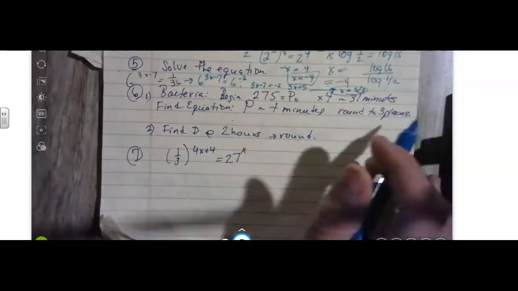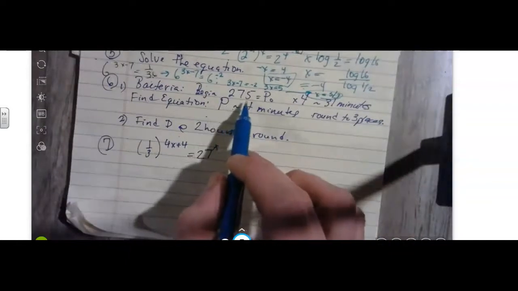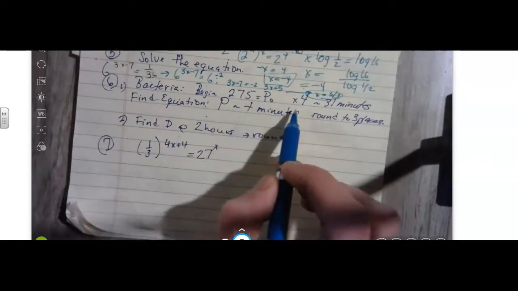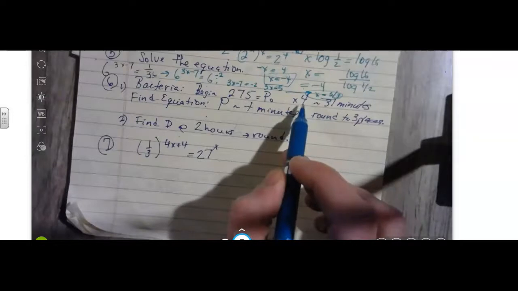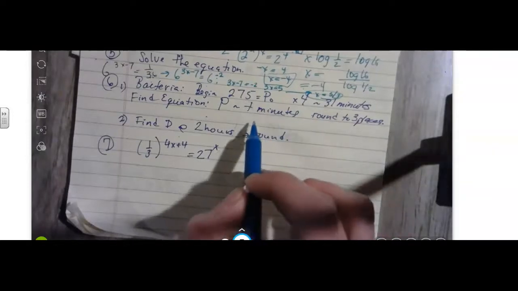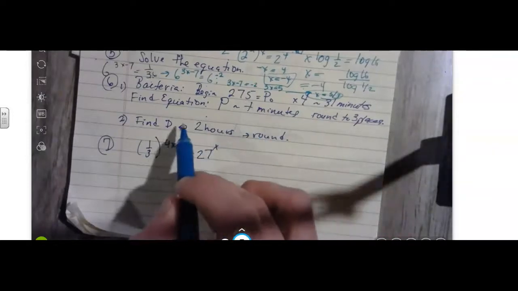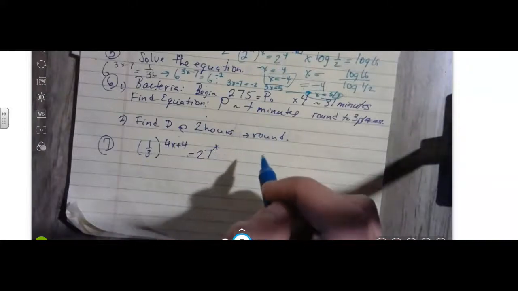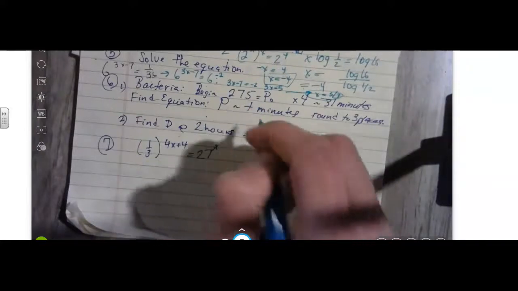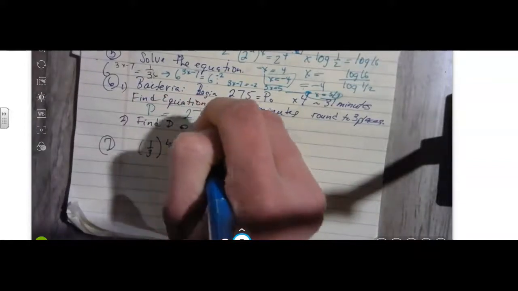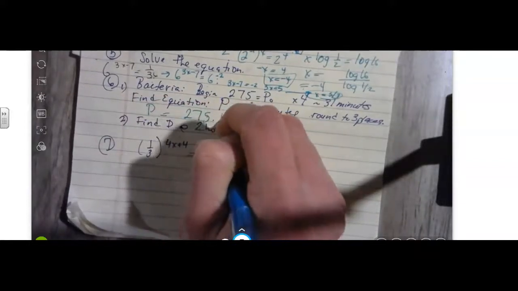So number 6 talks about bacteria. And you have 275 bacteria at the beginning. And every 31 minutes, the population quadruples. And we want to find an equation that works for that. Well, the equation that models that would be a population is equal to 275 to start out. Your base has to be 4 because you're quadrupling.